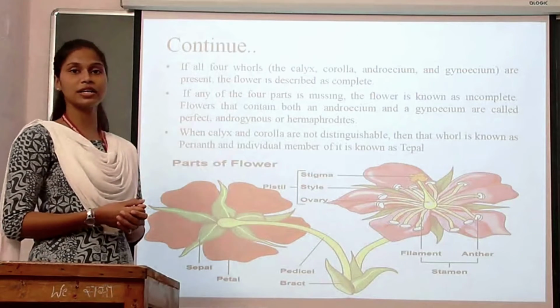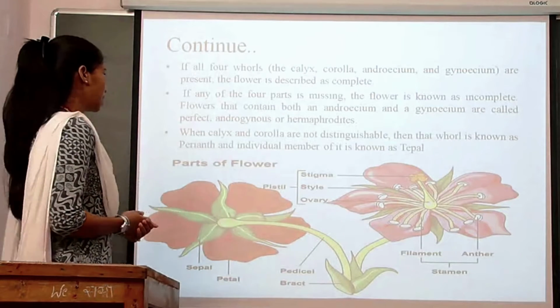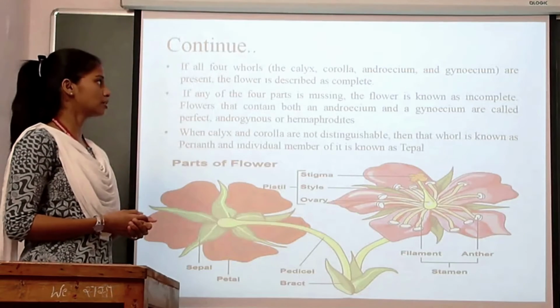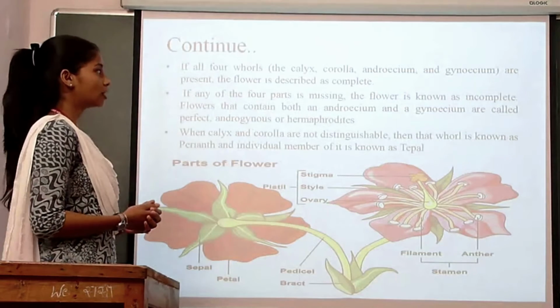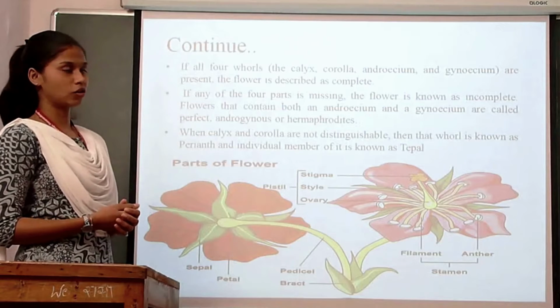If all these four whorls, that is calyx, corolla, androecium and gynoecium, are present in a flower, that flower is known as a complete flower. If any one of these floral whorls is missing, that flower is known as an incomplete flower.